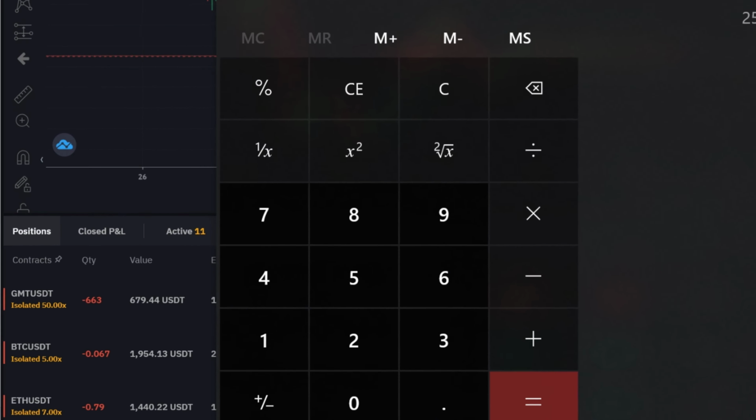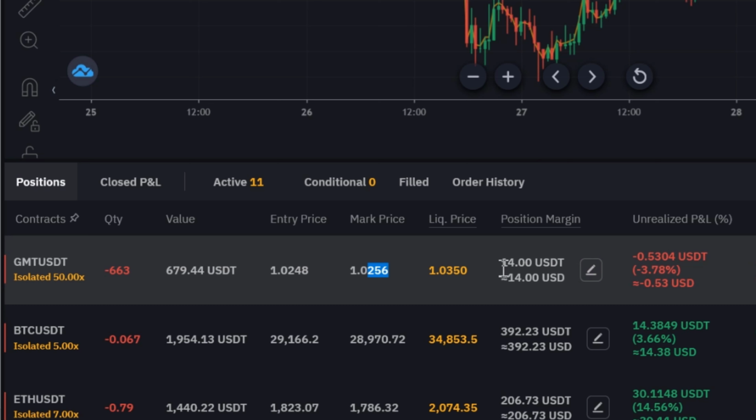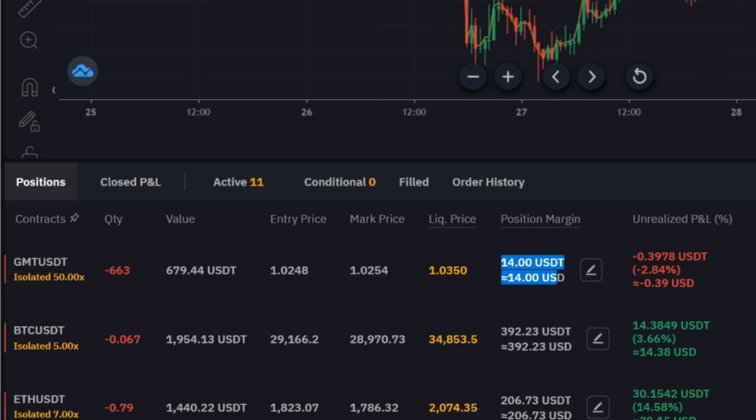Now, the downside of that would be my liquidation price is at 1.03. So because I have 50x leverage, if price goes from $1.02 to $1.03, if it goes up one penny, I'm losing everything I bet. And it actually only let me bet $14. So $14, I only bet 50% of my portfolio. So you guys get what I'm saying.